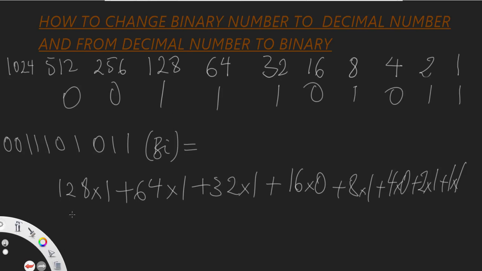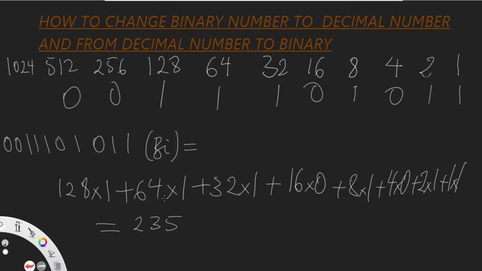Okay, let's do it. These two will give us 160, and with this one, 64, will give us 224. So let's just take your calculator: 128 plus 64 plus 32 plus 8 plus 2 plus 1. You'll find that the answer will be 235. That makes sense, okay?